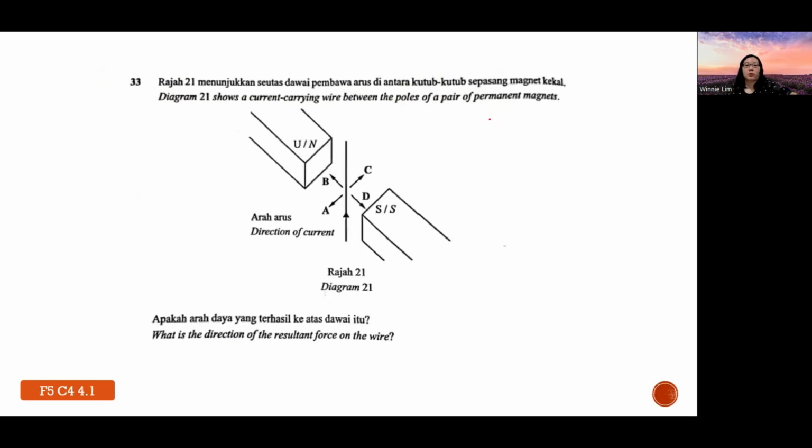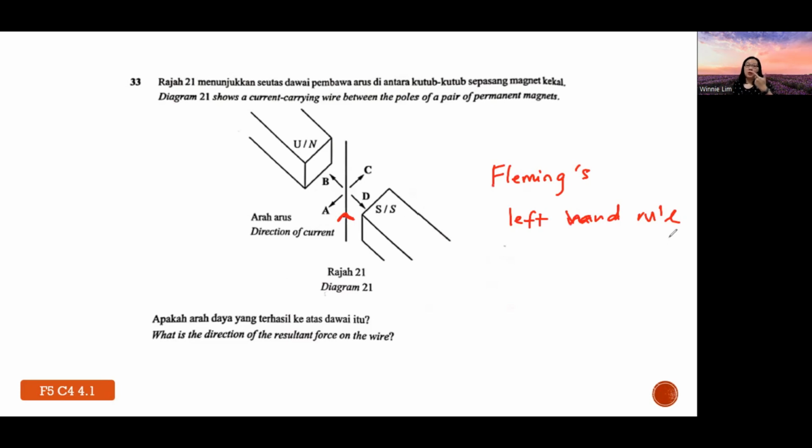Question 33, diagram 21 shows a current carrying wire between the poles of a pair of permanent magnets. What is the direction of the resultant force? Now, since the conductor has this current, we are using Fleming's left-hand rule. This is under the concept of the catapult field. Okay, so recall how to use your Fleming's left, FBI, make sure your three fingers are perpendicular to each other. The thumb is force, B is magnetic field, I is current.